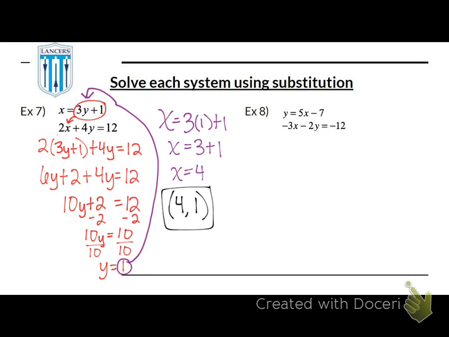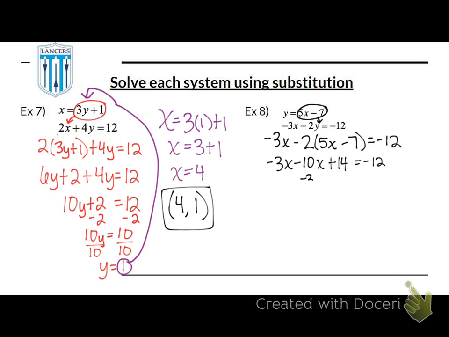Anybody get an answer they want to share? 2 comma 3. Anybody get the same thing? A few people did. Good. Okay, what we should have done is take this expression and plug it into y. Negative 3x minus 2 parentheses 5x minus 7 equals negative 12. Distribute. You need to treat that 2 as a negative 2 when you distribute to get your signs right. Should have ended up with negative 3x minus 10x plus 14 equals negative 12.